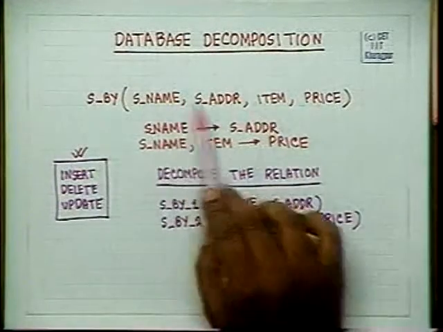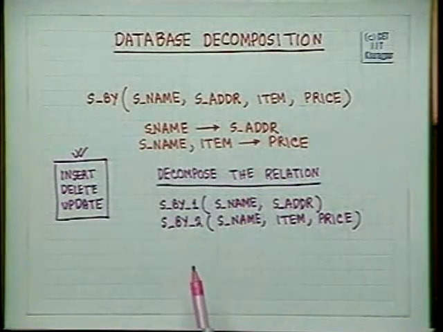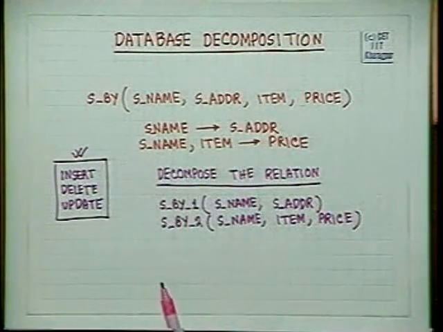So, we will say that we will decompose this into these two sub-schemas, and so these functional dependencies will be holding on these sub-schemas. Let us take another example.